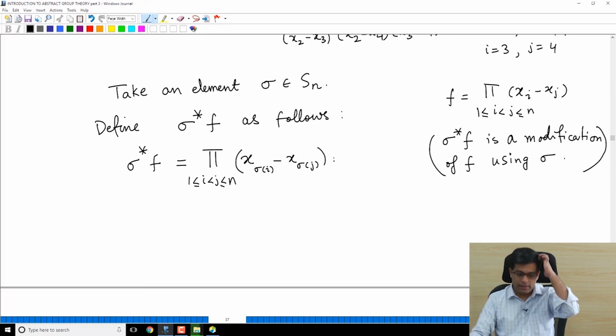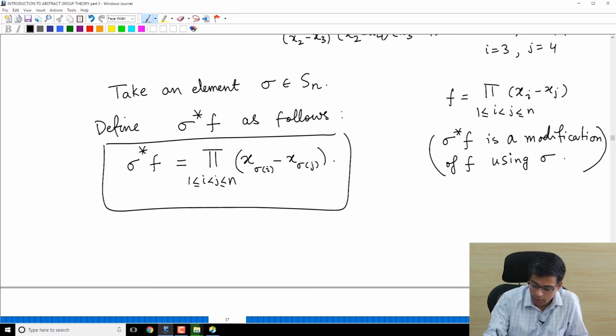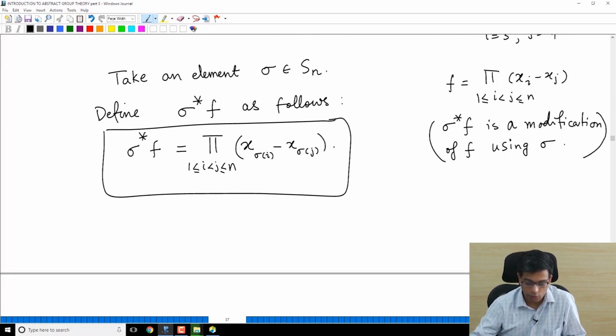Okay, this might seem somewhat mysterious, but it is not. So I just want to make it very clear to you, because it's important to understand what sigma star f is before we proceed. So what is sigma star f? I'm going to start with f and modify the indices based on sigma.